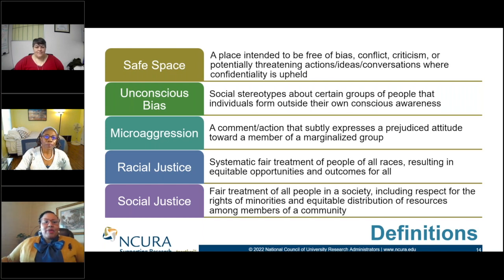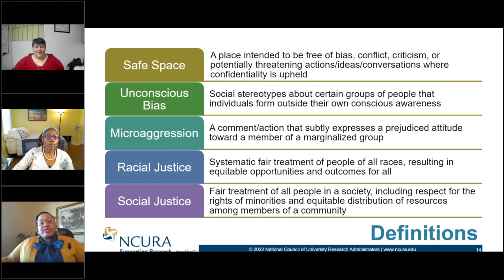Those are things that we automatically think about, but there are biases there, right? We have to get away from that type of thinking. Microaggressions are a comment or action that subtly expresses a prejudiced attitude toward a member of a marginalized group, such as telling a Black person, but you're not like them, or you are so well spoken, or telling a male, I thought that was for females.